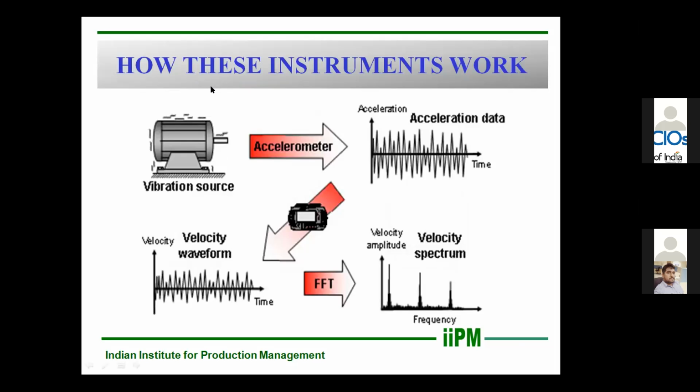Then how does this instrument work? Suppose this is a motor. By using an accelerometer, we are getting acceleration data. Then by doing integration, we are getting velocity. This actual raw data is the time waveform. From the time waveform, by using fast Fourier transformation, we are finally getting the frequency spectrum. So this is our final output.